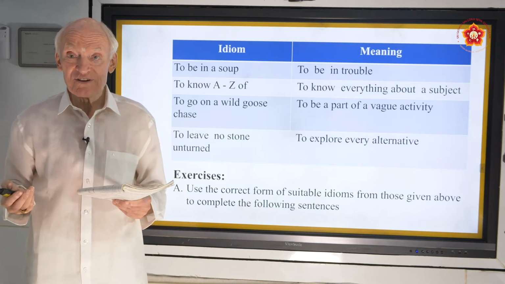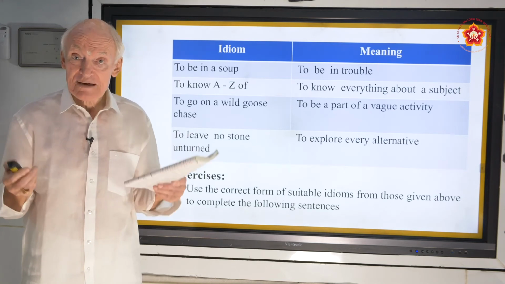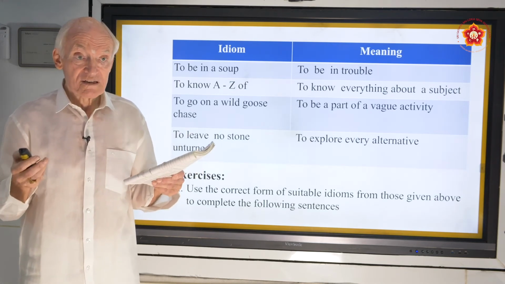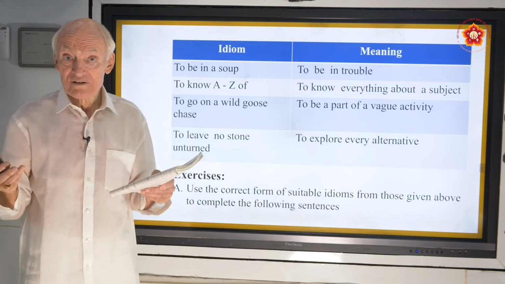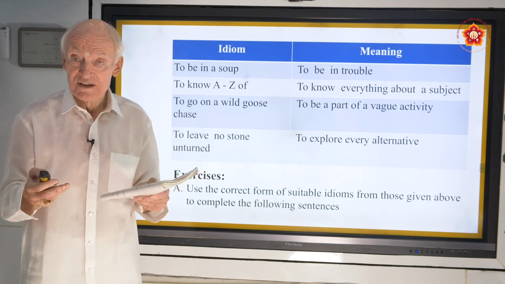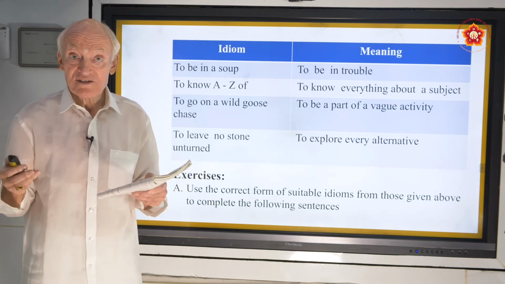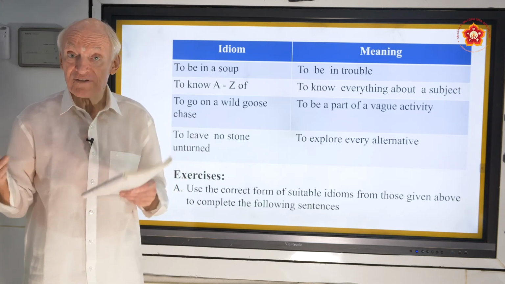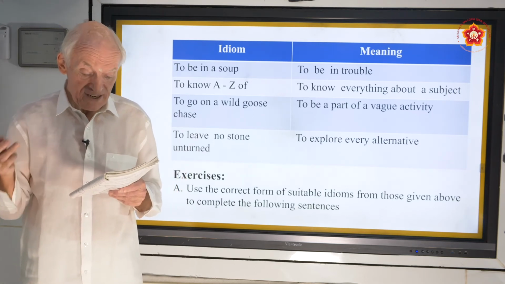Leave no stone unturned. Sometimes you have to examine something. For instance, a student who can't learn very well has to go to a special school. So their parents have to leave no stone unturned to find the right school, to explore every alternative.